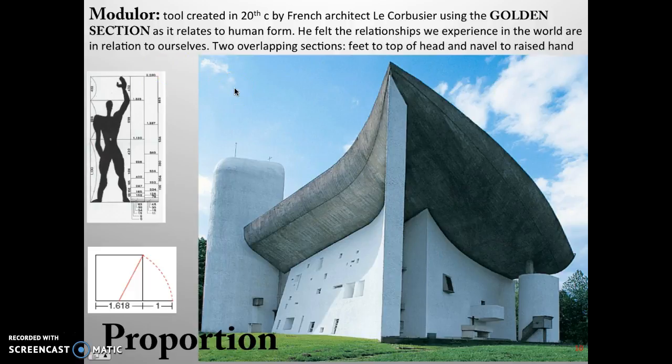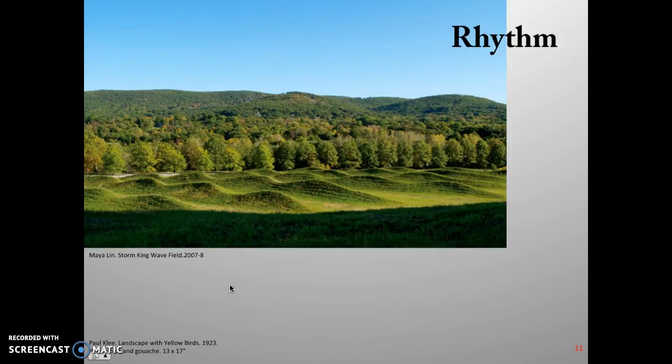So you can see it was not about uniformity like what we saw with the Greeks. He was using some of those concepts but applying them in a new way, using that relationship with the human form for how he created space in his architecture.